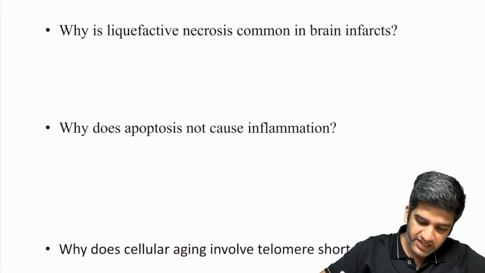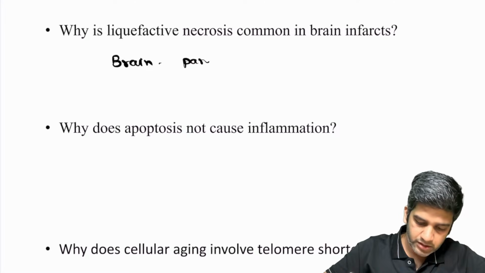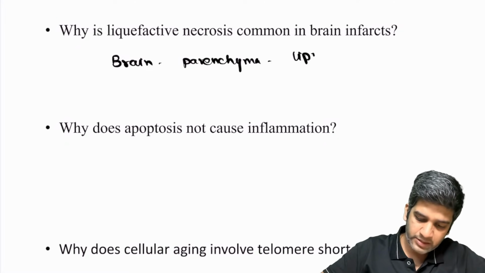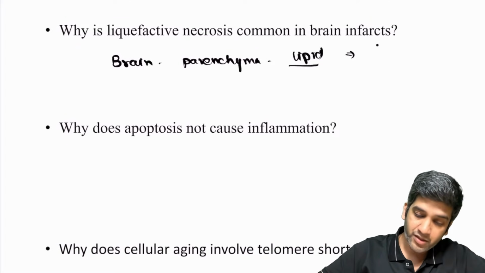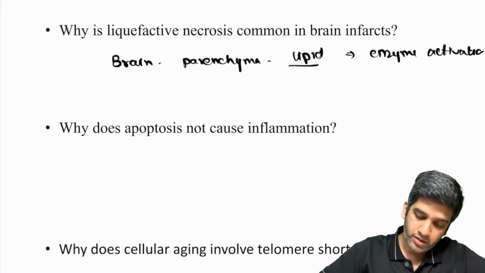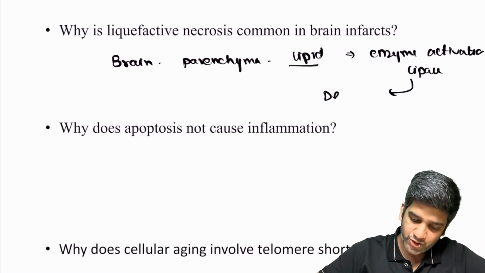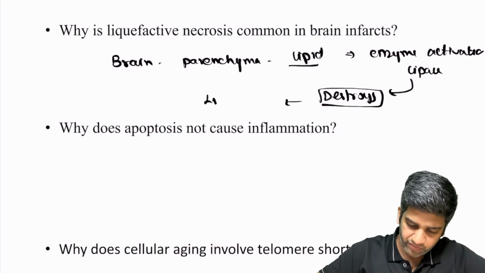Simple, right? So the brain parenchyma is made of lots and lots of lipid. Once the brain parenchyma is made of lipid, it automatically is going to require enzyme activation. The enzyme activated will be your lipase. One of the enzymes activated will be lipase. This lipase is going to destroy the brain parenchyma. Once it destroys brain parenchyma, the parenchyma is gone, so automatically it will liquefy.